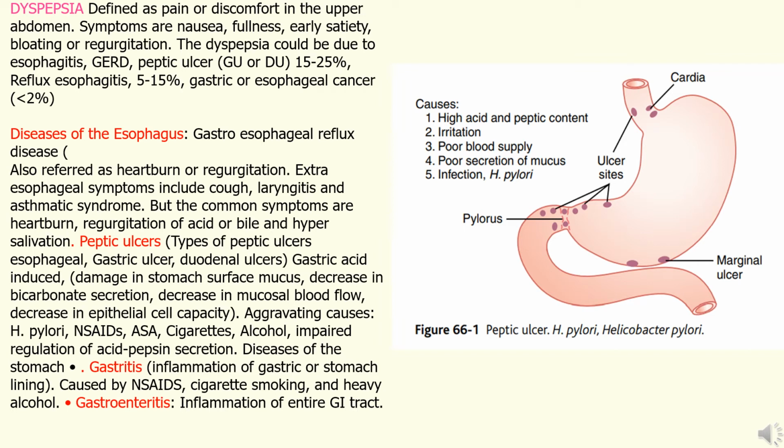Gastric acid induced damage in the stomach: surface mucus, decrease in bicarbonate secretion, decrease in mucosal blood flow, decrease in epithelial cell capacity. Aggravating factors for this are H. pylori, NSAIDs, ASA, aminosalicylic acid, cigarettes, alcohol, impaired regulation of acid pepsin secretion. Diseases of the stomach are gastritis, that is inflammation of the gastric or stomach lining, which is also caused by NSAIDs, cigarette smoking, heavy alcohol. Gastroenteritis, inflammation of the entire GIT tract.